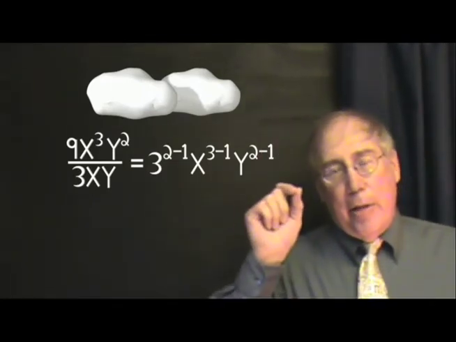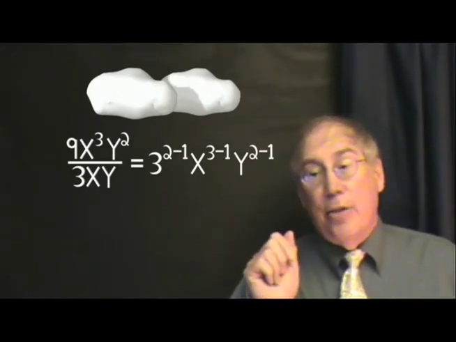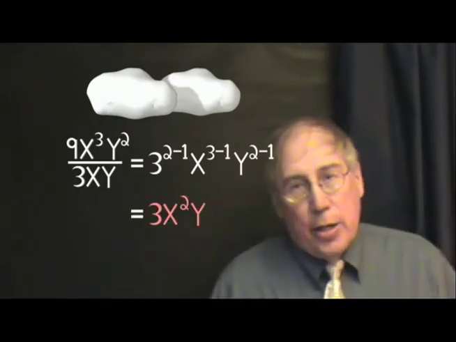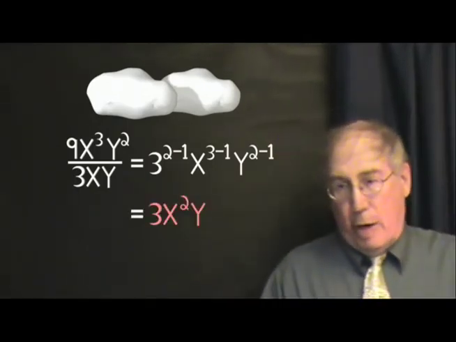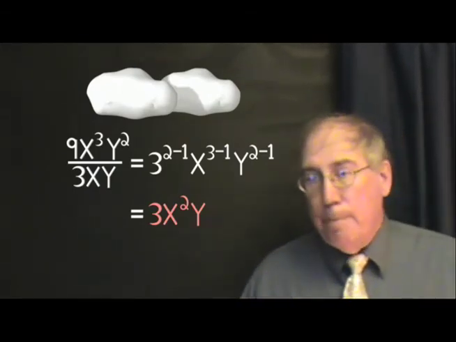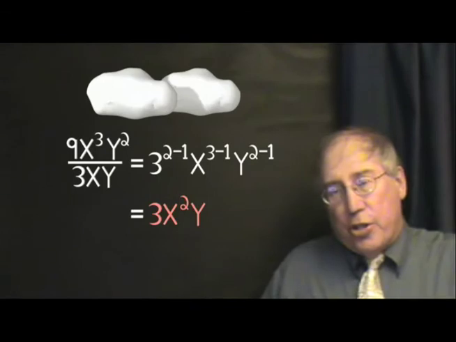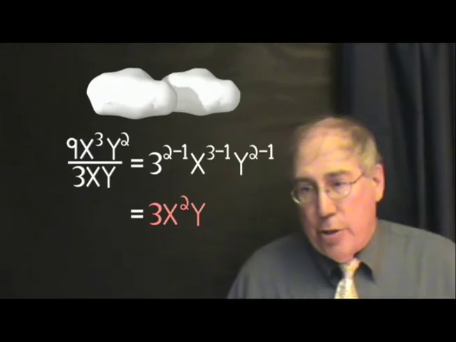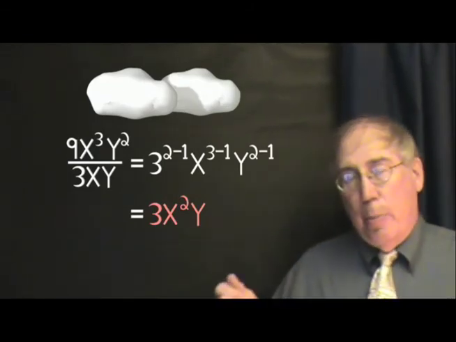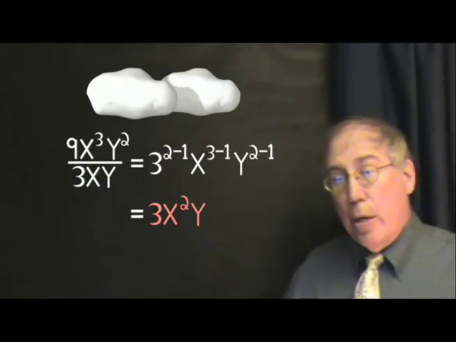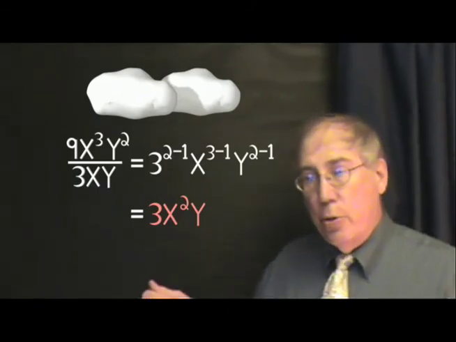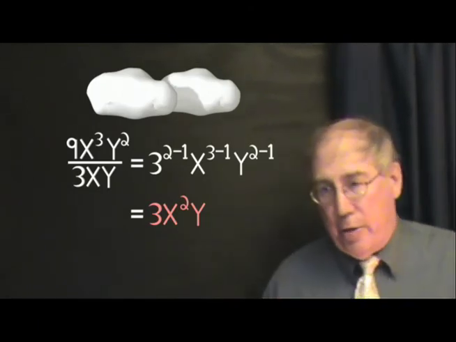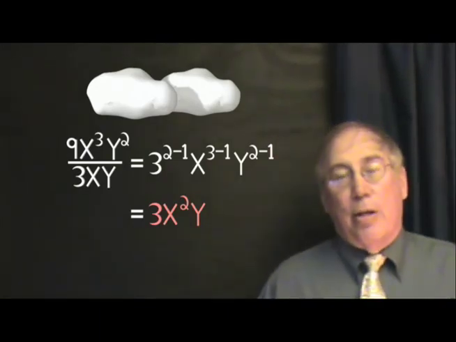9x cubed times y squared over 3xy. Now you can think of the x and the y in the denominator as having exponents of 1. So here's a little different way that we can simplify this algebraic fraction. That 9 is just 3 squared. So what we can do is subtract the exponents, the ones in the denominator from the ones in the numerator. And so we'll get something that looks like this: 3 to the 2 minus 1 times x to the 3 minus 1 and y to the 2 minus 1, and that works out to be 3x squared y instead of doing the factoring. So this is something that you can look out for too.